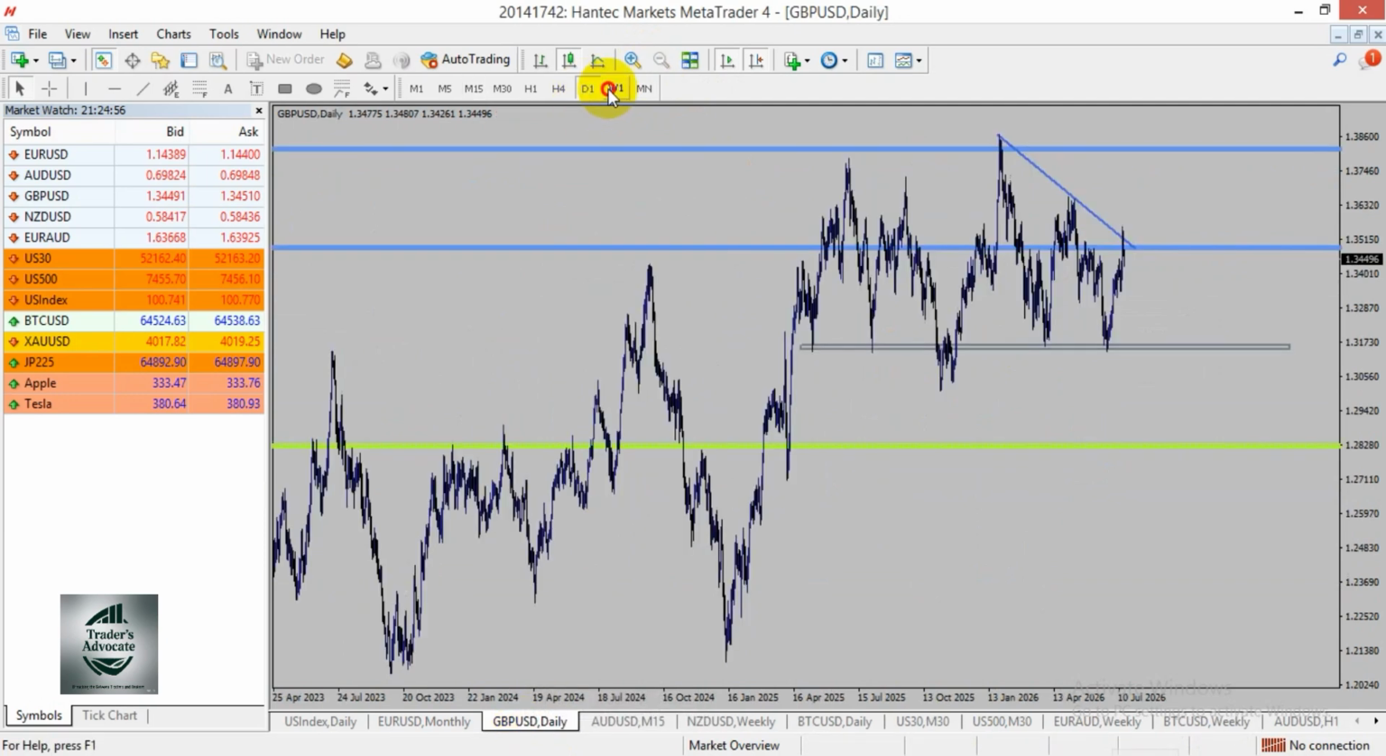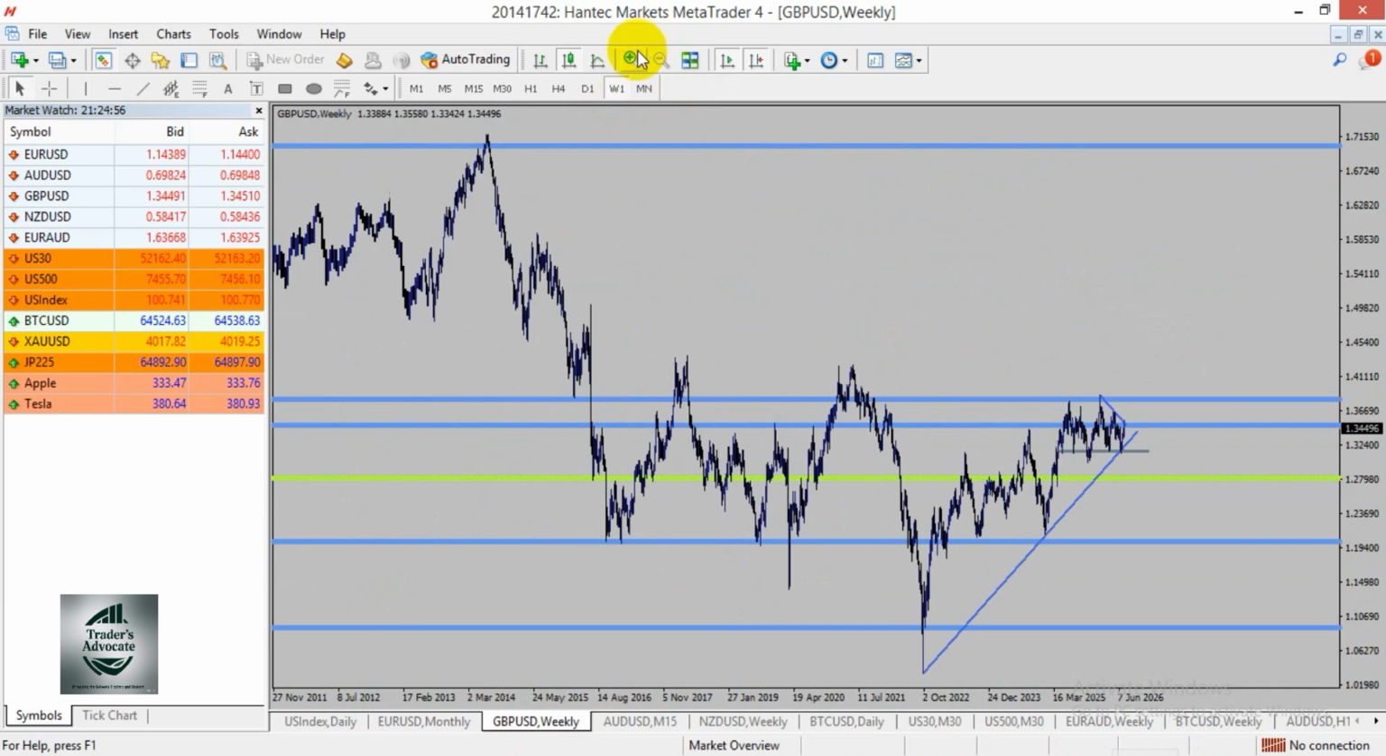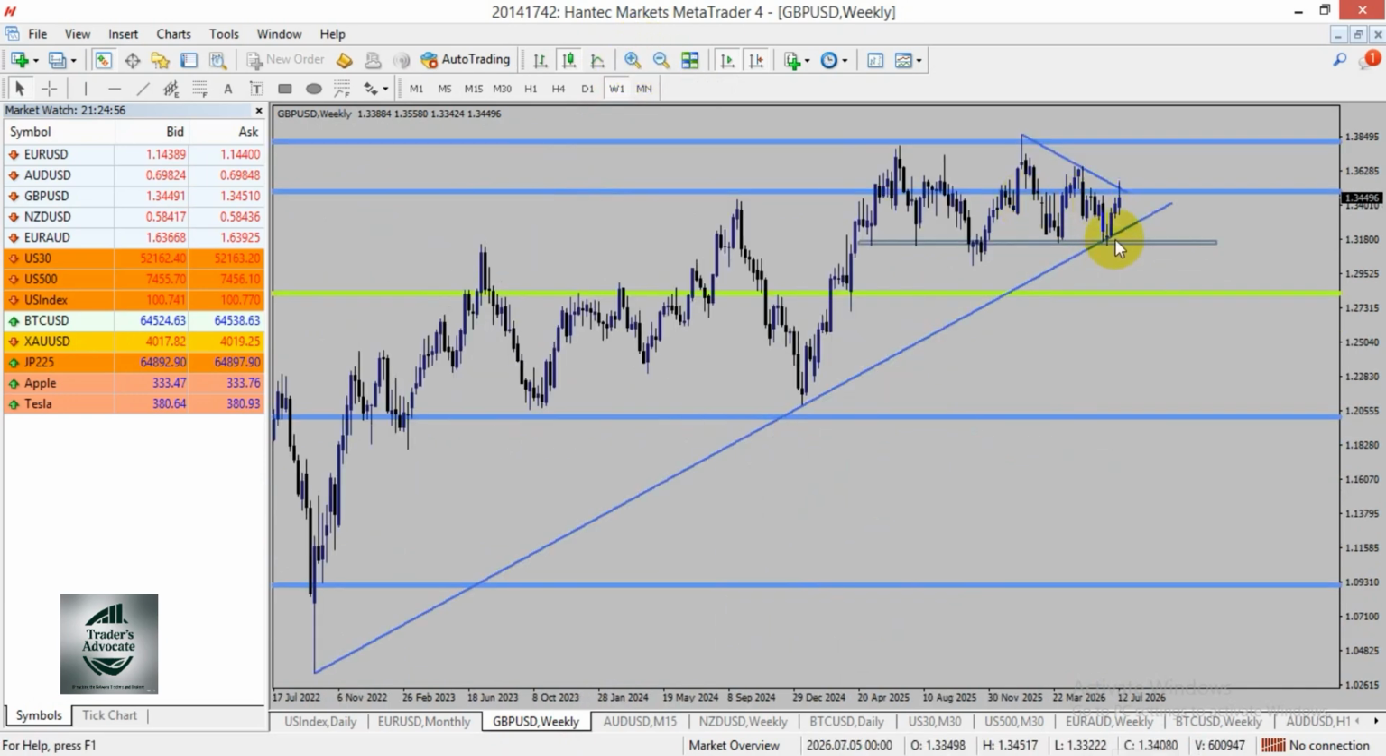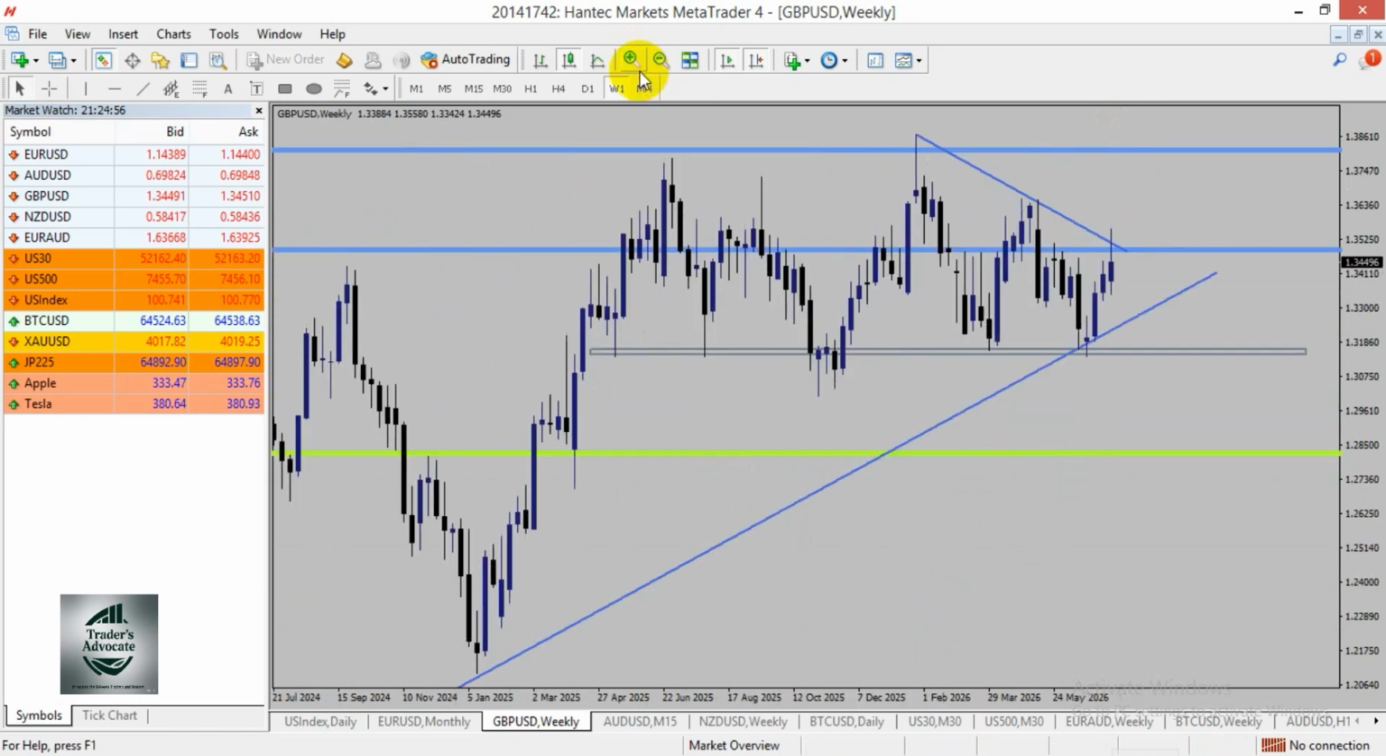GBPUSD. I told you guys the last time that if you see some bullish candlestick bounce from this trend line, we might actually experience a push to the upside. And what has happened? We pushed all the way to the upside. I'm still bearish on the pound sterling. I'm not gonna lie, I'm still bearish on the pound sterling.